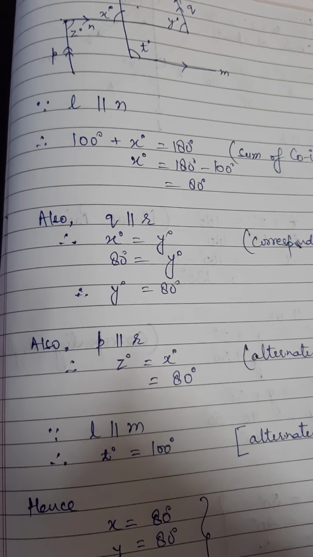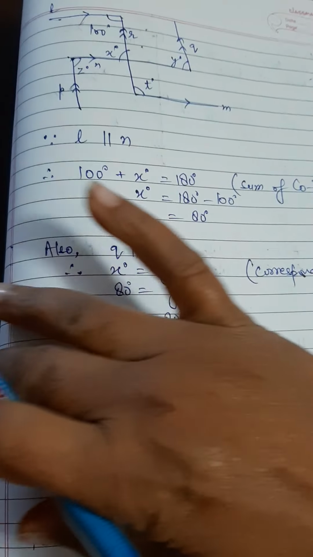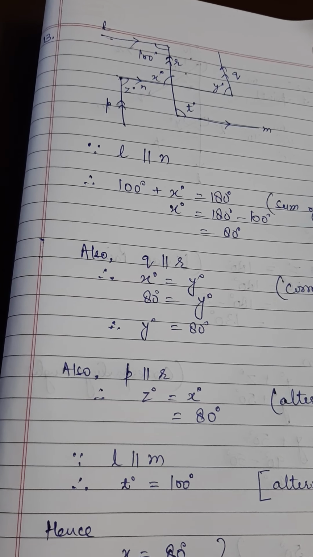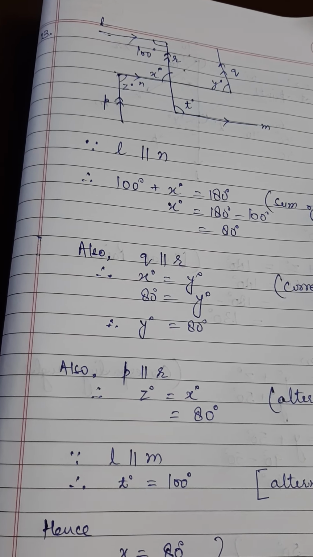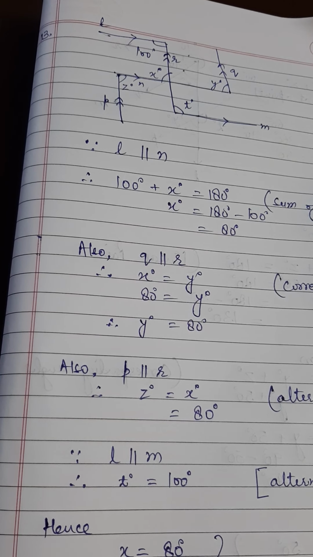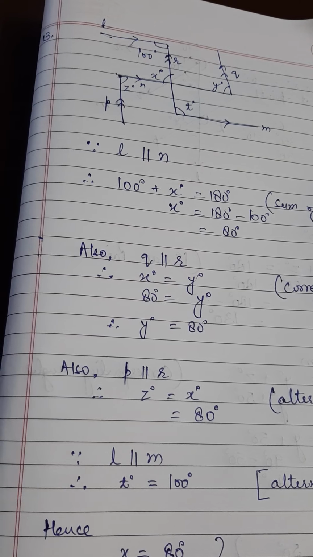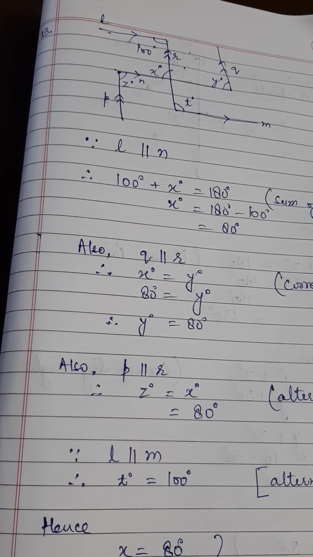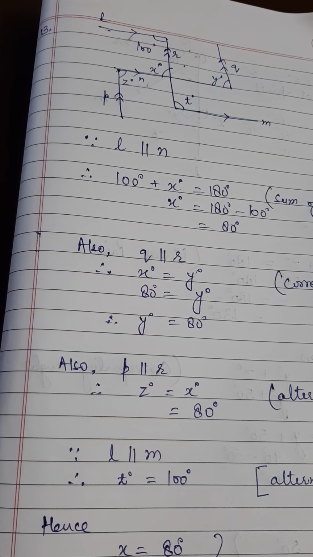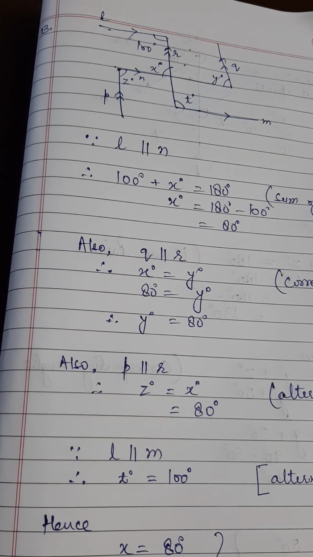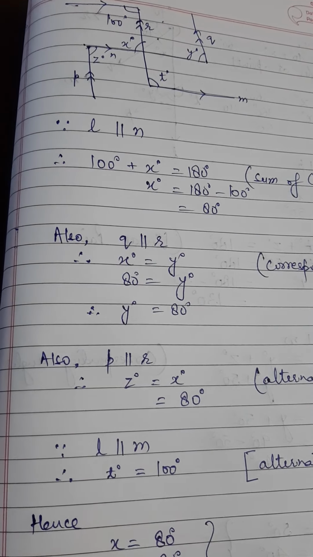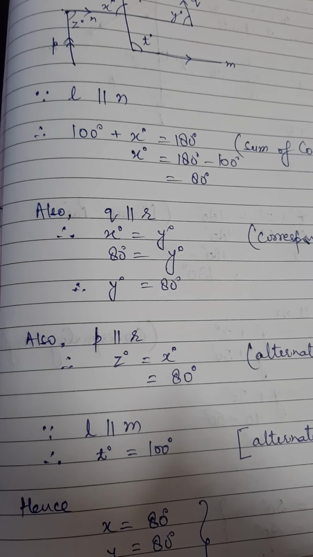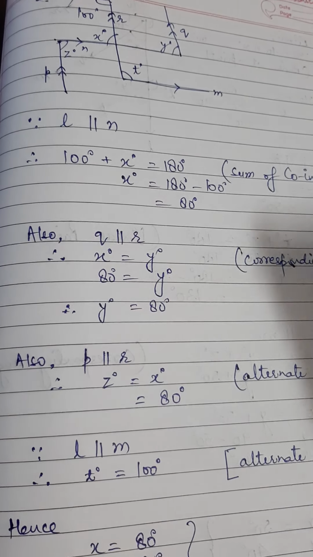Here you can see the 13th sum. The figure is like that. We have lines L, N and M are parallel. It is given in the figure, and P, R and Q, the three lines, are also parallel. So we have two pairs. In first pair we have L, N and M, these three lines, and secondly we have P, Q and R, these three lines.